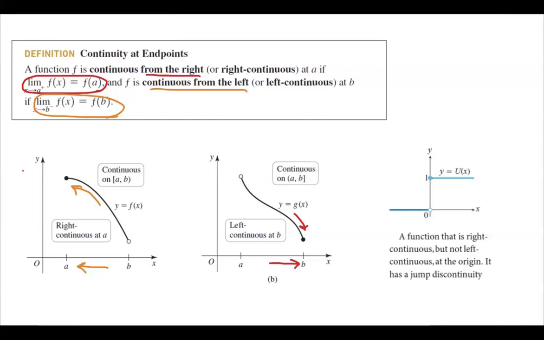And finally, in this case, as you remember, you have a jump discontinuity. The function is right continuous, but it is not left continuous. In this case, it is located at the origin. We say that, hey, it has a jump discontinuity.